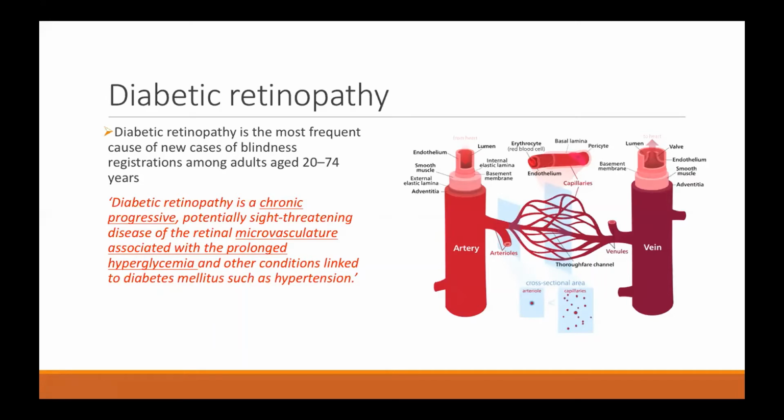So diabetic retinopathy is the most frequent cause of new cases of blindness registered amongst the adult ages of 20 to 74 years of age. And in the red, you've got the definition from the Royal College of Ophthalmologists. So it says diabetic retinopathy is a chronic progressive sight-threatening condition, in which you get retinal changes as a result of hyperglycemia.